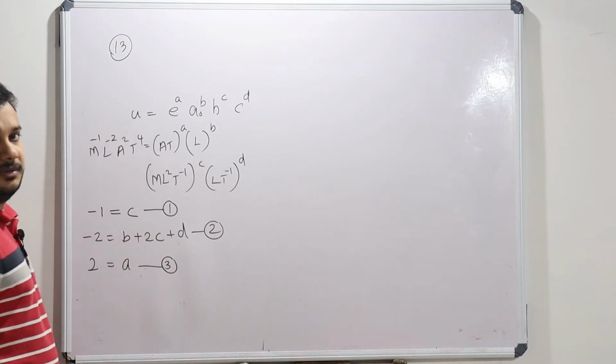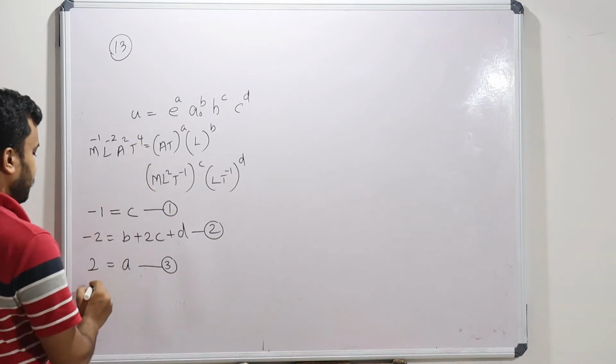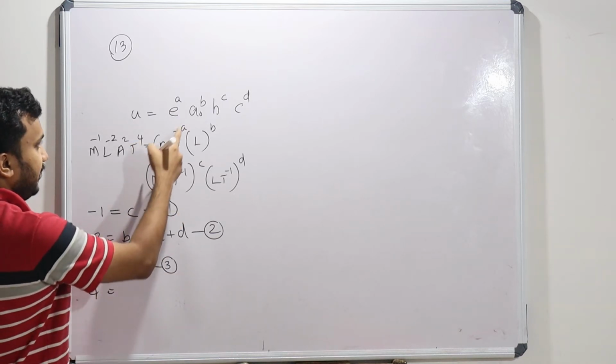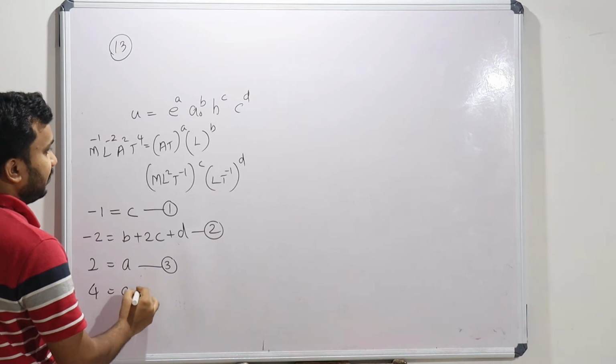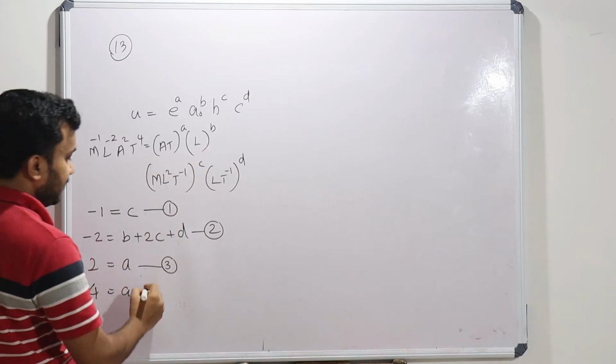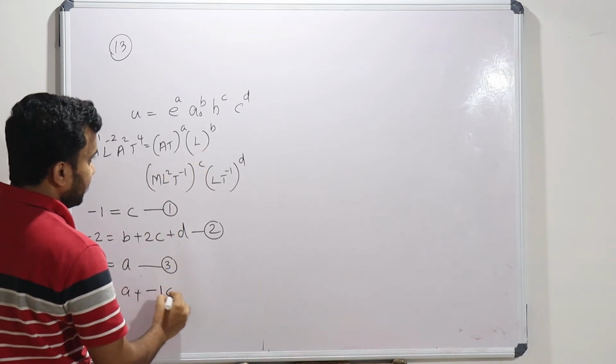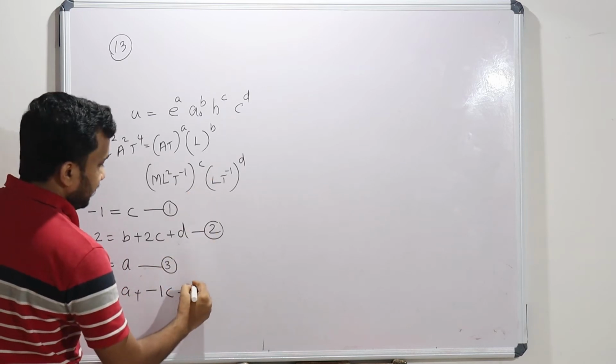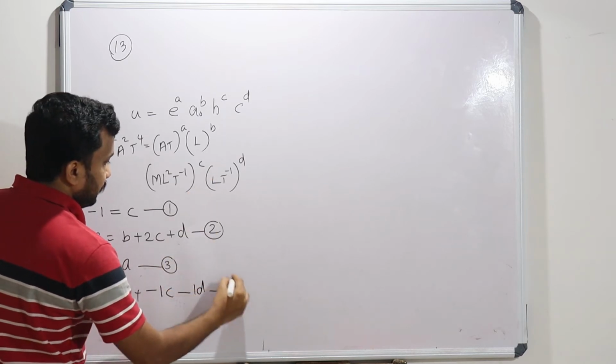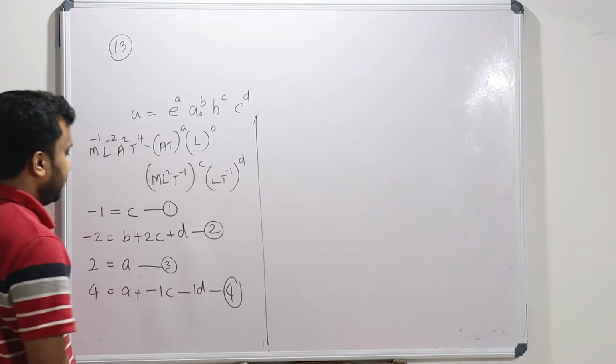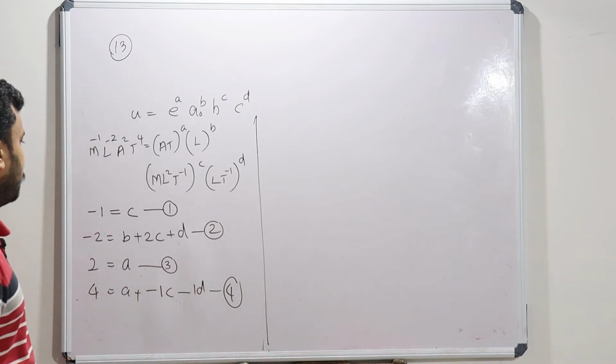Equation number 4, the power of T we are equating. So 4 equal to T power A, so A plus no T, here minus 1C, minus 1D. So equation number 4. Already we have a couple of values. C is equal to -1, 2 is equal to A.